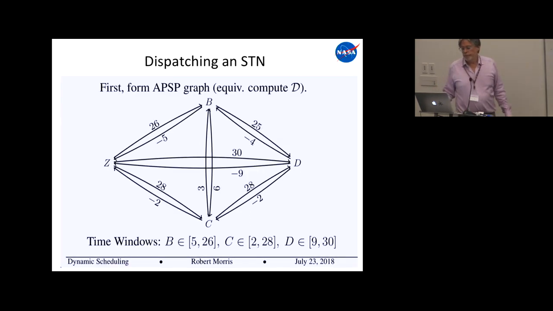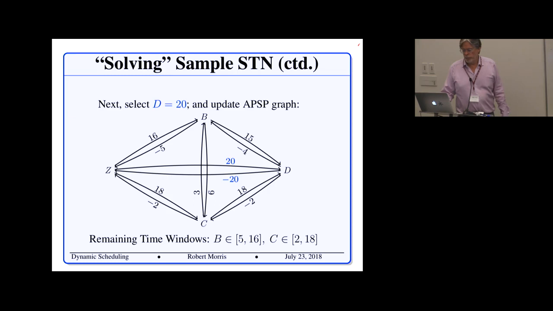Okay, so anyway, this is the all pairs shortest path graph. What are called time windows indicate the intervals during which each of these time points need to be executed, given the assumption that Z is the beginning of time and Z is going to be executed at time zero. Okay, so let's dispatch this simple temporal network.